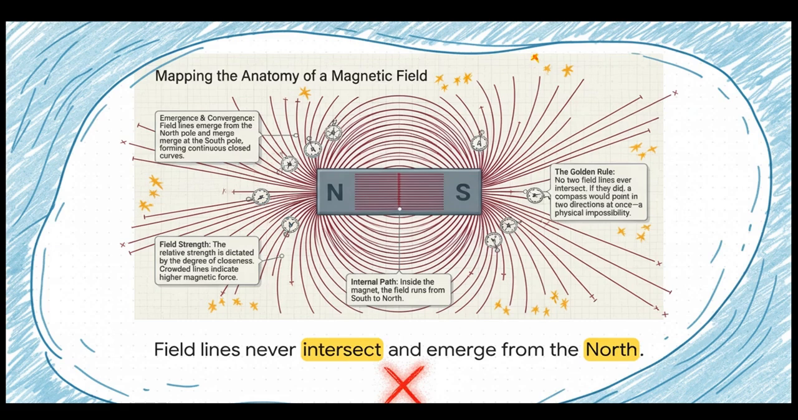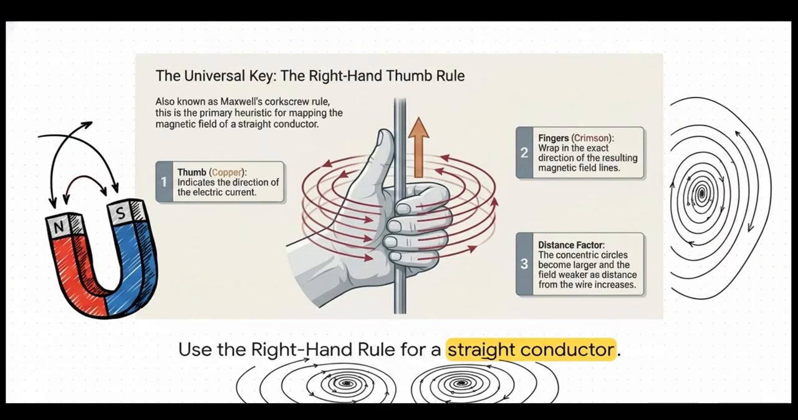I mean, think about it. If they did cross, a compass placed right at that intersection would have to point in two different directions at the exact same time, which is physically impossible. Also, notice the spacing. Wherever those lines are super crowded together near the poles, that means you're dealing with a much stronger magnetic force.